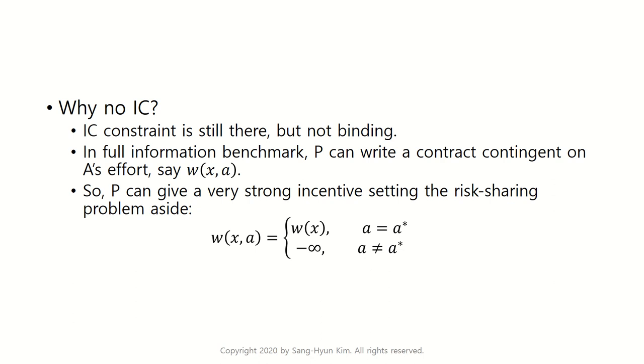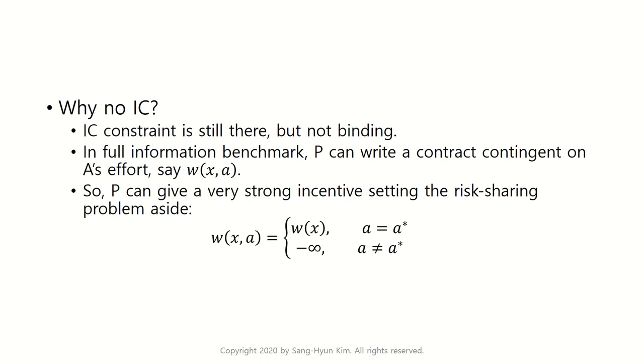So if you follow the order, if you put A star much effort, then you will be compensated as much as W of X, otherwise you will suffer. Okay, that's the meaning of this. What this means is that when you decide how to share the risk, you don't have to think about the incentive, because the incentive problem is already taken care of by this function.